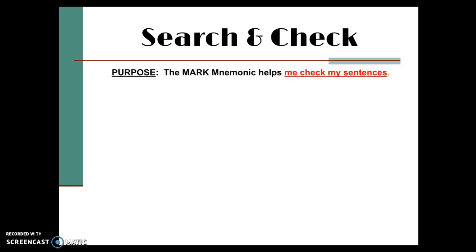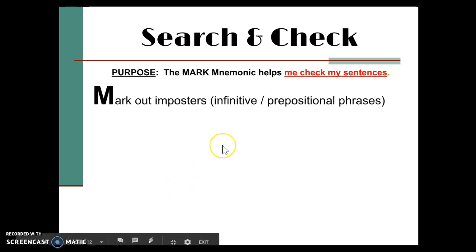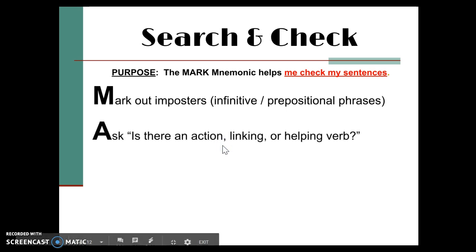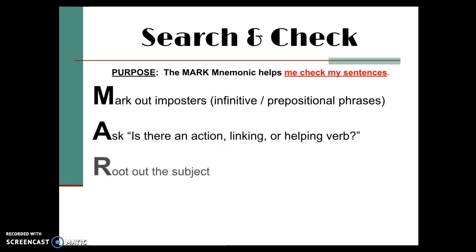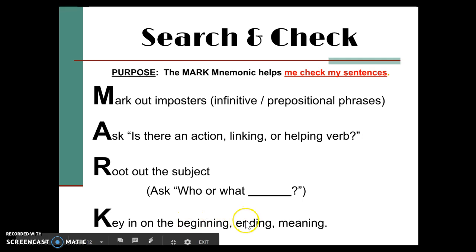We've been using a mnemonic called MARK that helps us mark out our imposters, which are infinitives and prepositional phrases, asking if there's an action, linking, or helping verb, rooting out the subject by asking who or what does this action, and then keying in on the beginning, ending, and meaning. Does it have a capital? Does it have a period? And does it make sense?